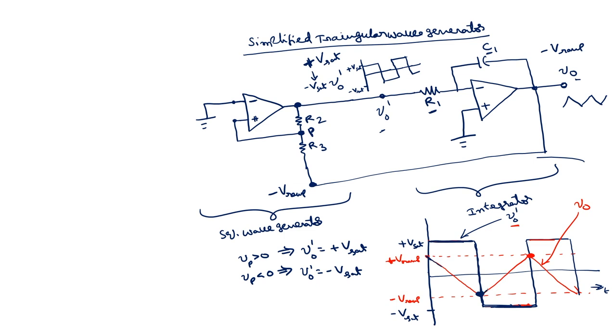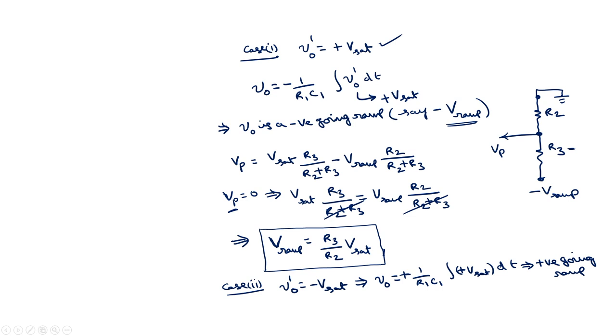We can see that here, this is a positive going ramp when the output is minus V sat. And what is the expression for this V ramp again? In a similar manner, now what will be the situation here to generate this Vp? Now this implies V naught will go to plus V ramp, going ramp, and we are calling this output as minus V ramp. Now you call it say plus V ramp.